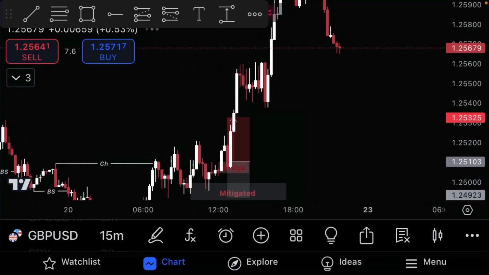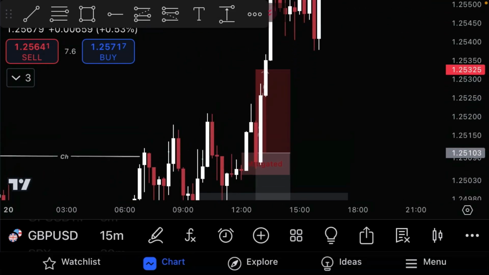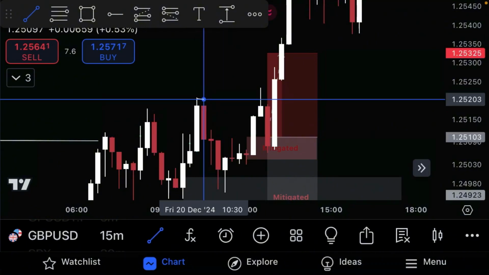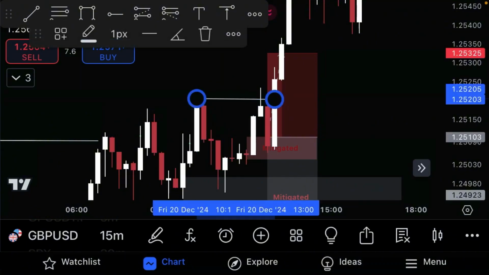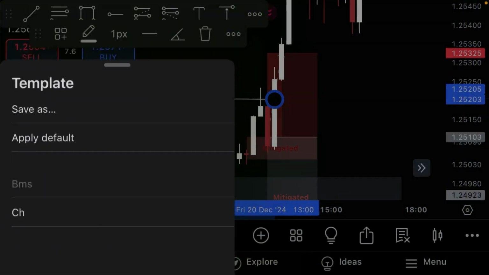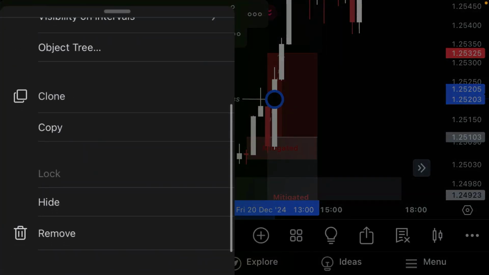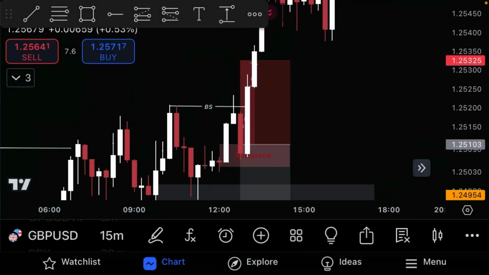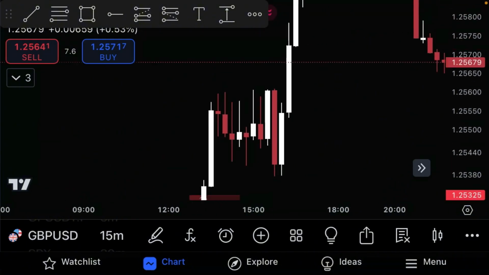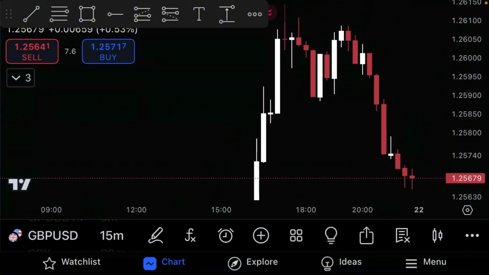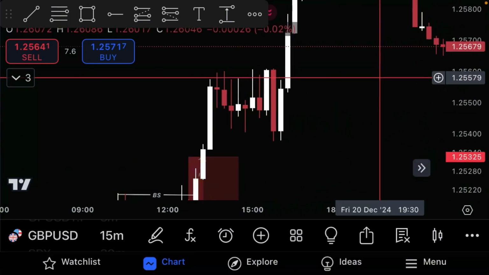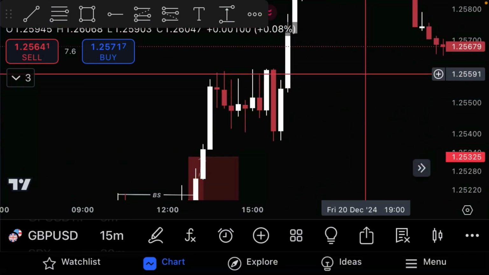Now we can see that the last break of structure is here. So the last one is here, signaling that our recent low is at this region. This is our most recent low. So we're looking for a nice retracement pattern to signify everything. Now you can see we're looking for another nice retracement.